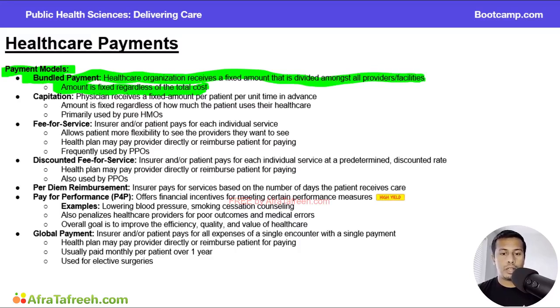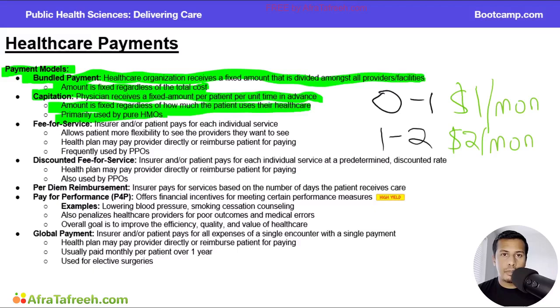But the next one that I want to move on to is going to be called capitation. Capitation is that a physician receives a fixed amount per patient per unit time in advance. This is something that is predetermined. The amount is fixed regardless of how much the patient uses their healthcare, and this is primarily used by pure HMOs. So in the last section we talked about different health insurance plans. This is the one, capitation, that is used by pure HMOs.